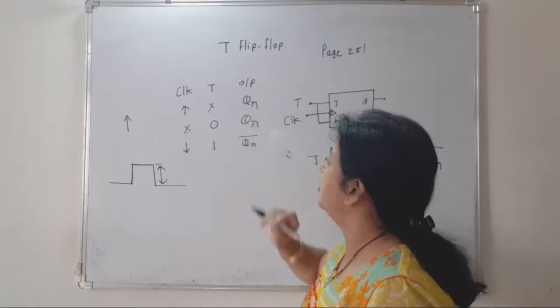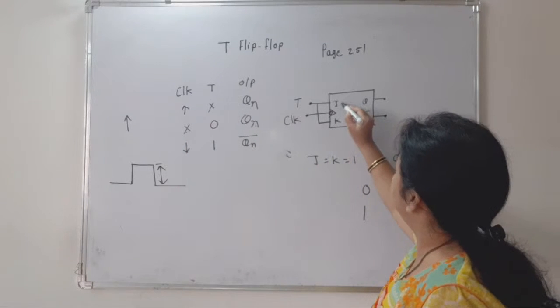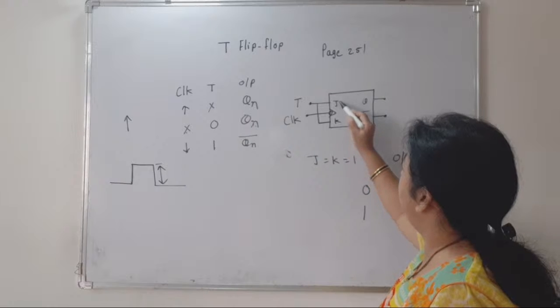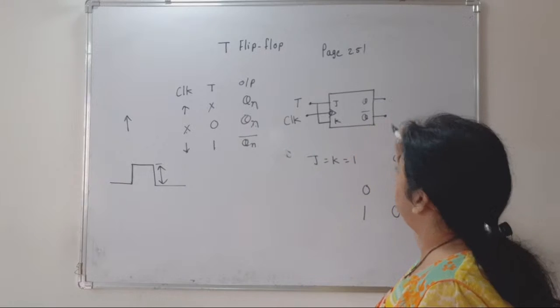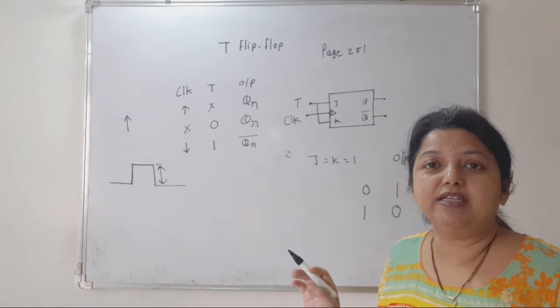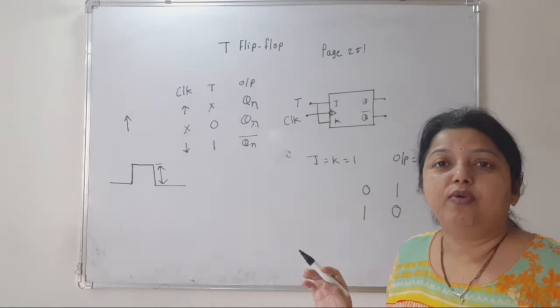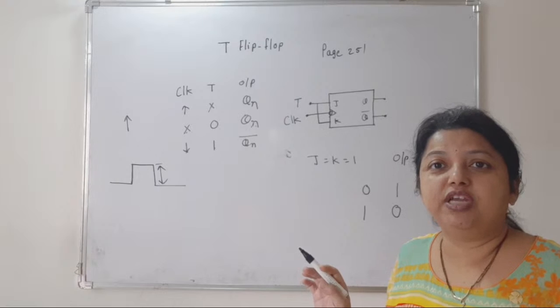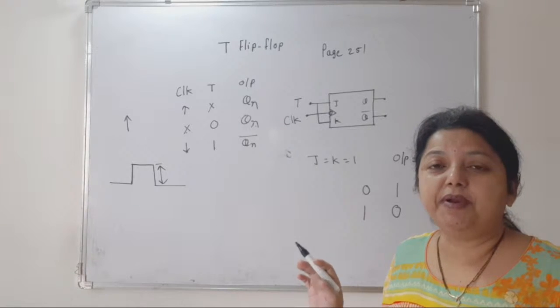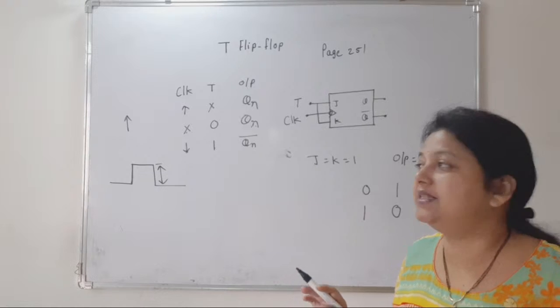But if t is equal to 0, what happens if j is equal to 0 and k is equal to 0, both are 0? The flip-flop remains in the last state. For both inputs 0, the JK flip-flop responds with nothing. Whatever the previous state, it remains as it is.